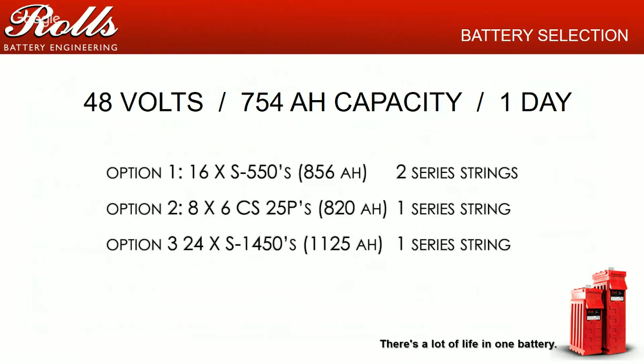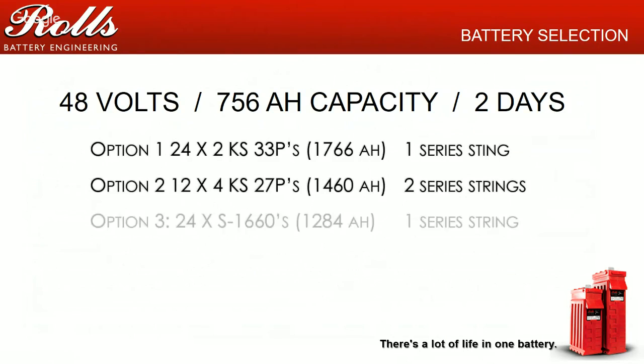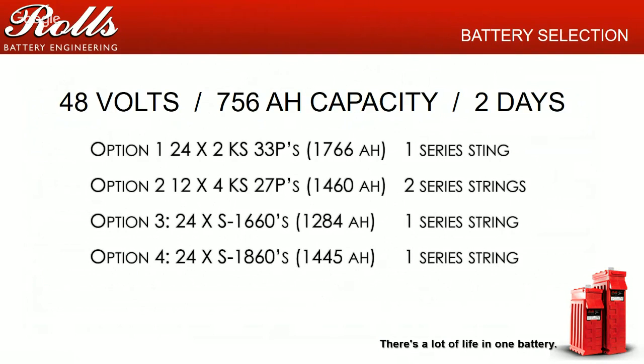Or this would be a much larger, and actually be about 1 day to 2 days of autonomy. 24 S1450s would give you a 1125 amp hour battery bank in 1 series string. These really would be your best options. You really want to try to avoid going more than 3 parallel strings, because that's just going to end up causing you and the customer problems down the road. If you're looking at multiple days of capacity, then you would be looking at these 2 KS33s, 4 KS27s, 1 to 2 strings, and these would give you multiple days of autonomy.